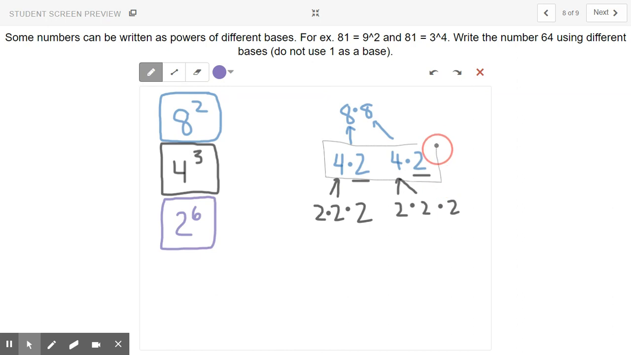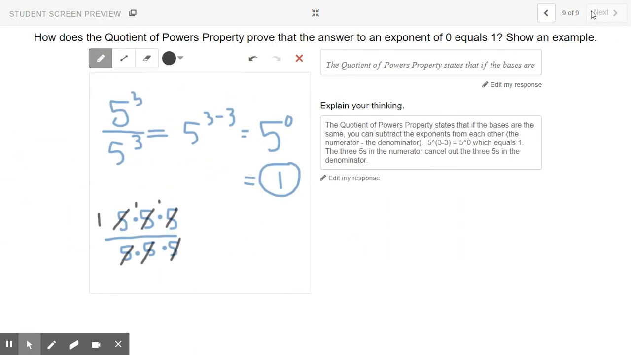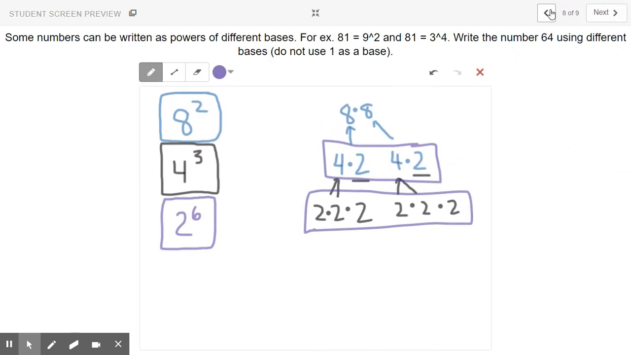this right here equals 64, but I realized that I could pair those 2's up. 2 times 2 is 4. So actually, 4 to the third power equals 64. And then I realized that my 4's could equal 2's, and then down here, this equals 64. So 2 to the 6th power equals 64, and those are my 3 different powers that equal 64. Actually, it should say do not use 1 as an exponent.